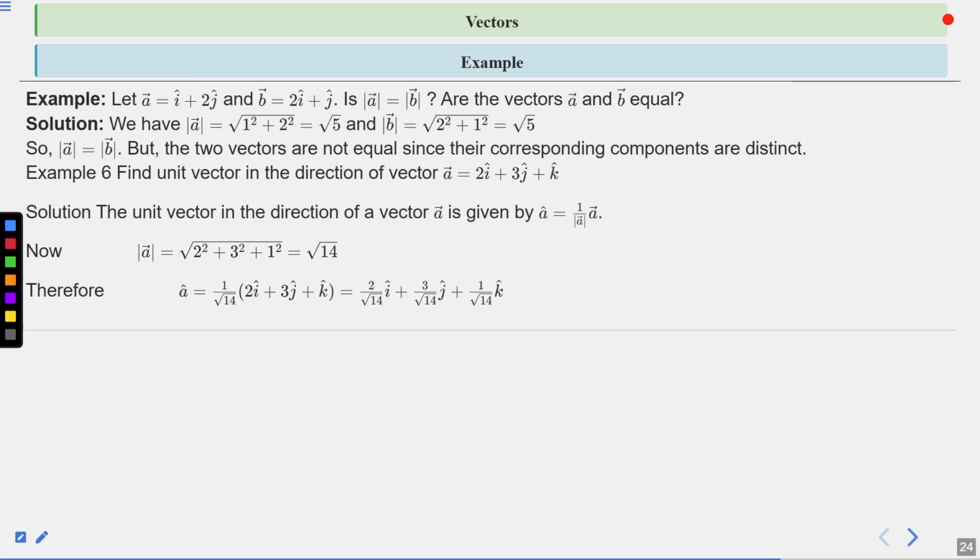Now suppose we have a vector a, how can we write the magnitude of a vector? It will be the mod of a vector. So this is the magnitude.